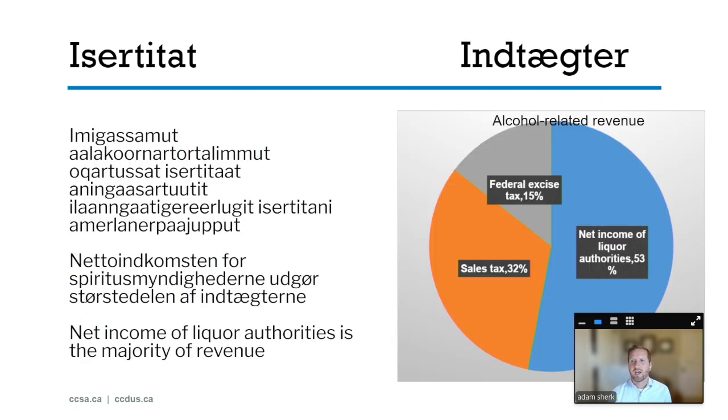So if we go to the next slide, here is a breakdown of the government revenue by those three different types. And you can see that what actually makes up the majority of the government revenue from alcohol sales and distribution is the net income of liquor authorities. Most people would assume that it's from the tax rates, from the sales and excise tax, but it isn't. It's actually from the liquor authorities being run by the government as a business and returning that to government revenue.